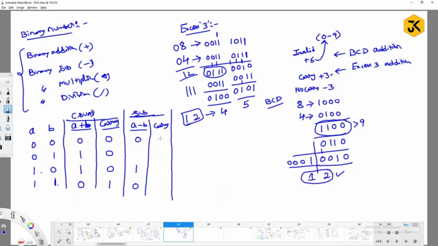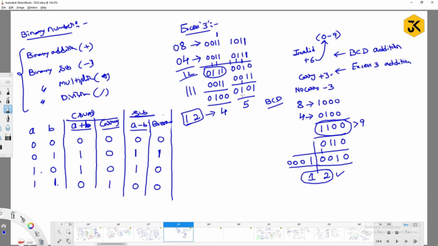When you perform 0 minus 0, is any carry required? If you observe the basic terminology of mathematics, this should be called borrow. Is any borrow required when you subtract 0 minus 0? No. When you subtract 1 minus 0, 1 is a bigger value than 0, so you don't need any borrow. 1 minus 1, both are the same, so there is no need of taking any borrow. But when you perform 0 minus 1, compulsorily you have to take a borrow from the other side. So that's why here you will get 1: 0 minus 1 is 1, and that borrow also will be taken.